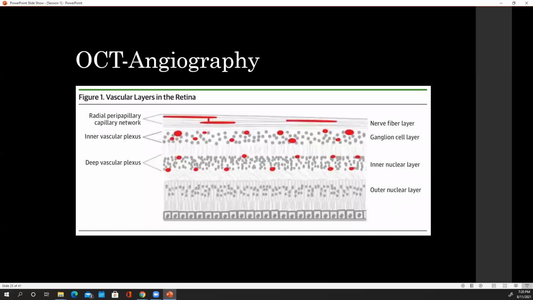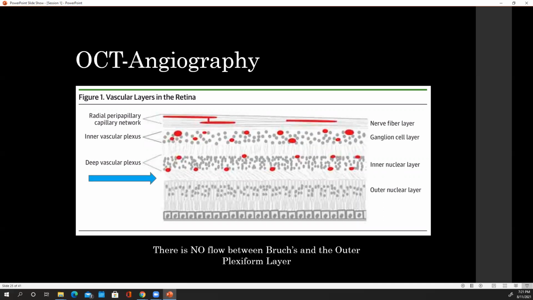So here's, I think it was Dr. Spade, here's the vascular layers. This is one thing we can get out of it, this depth perception. But notice over here, there is no flow that should be between Bruch's and the outer plexiform layer. There shouldn't be any. There's no vessels there. Where do they get their nutrients from? We talked about this last time, the choriocapillaris with the diffusion, and that's why we have that outer blood retina barrier. Remember that? With the tight junctions between the RPE cells. You remember that, Giselle? Yeah.